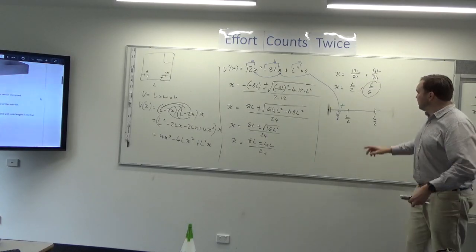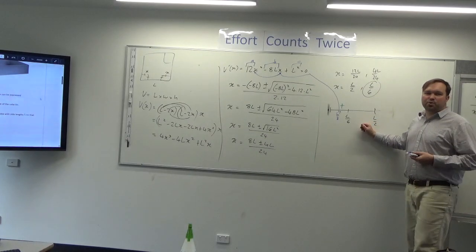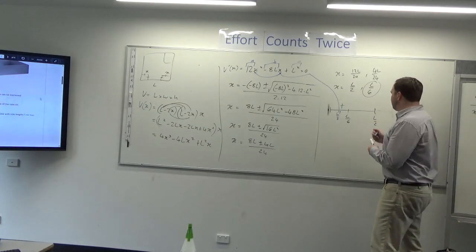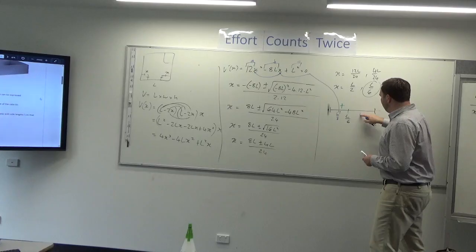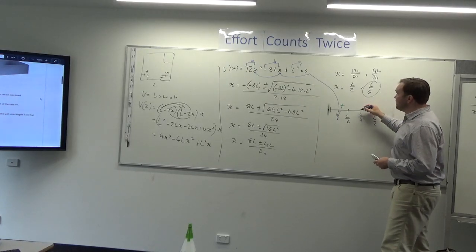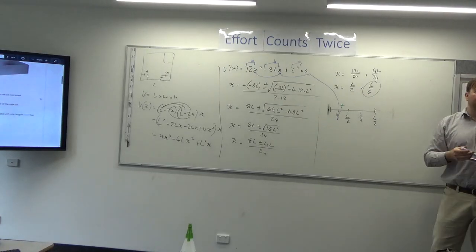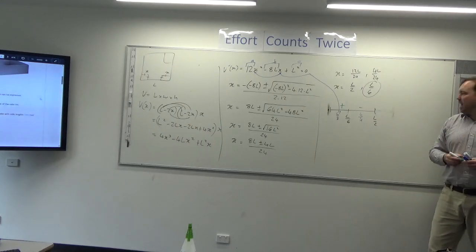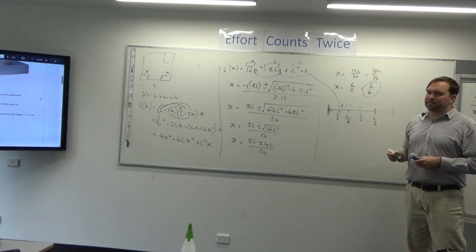Similarly, what's the number between L on 6 and L on 2? L on 4. Yes, L on 4 would work beautifully. If you take L on 4 and sub it into there, you should be able to convince me that that's always going to be a negative number, and therefore that this is a maximum.